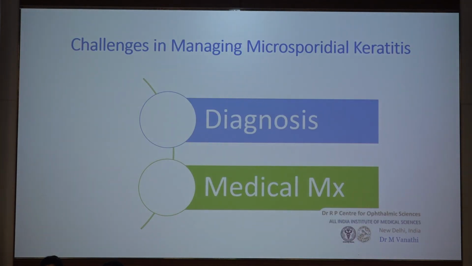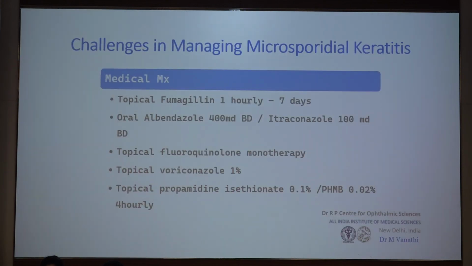Apart from diagnosis, what's the challenge in managing these lesions is the availability of medications we have in our armamentarium to manage these infections. So always what is classically said is Fumagillin 1 hourly for 7 days is probably going to be very effective in managing this. That said and done, I've never used Fumagillin, primarily because it's not accessible to us in India here.